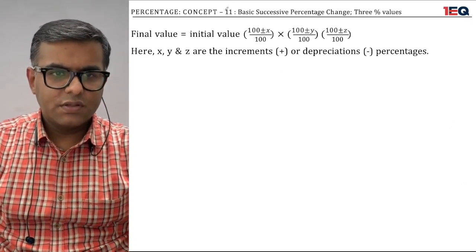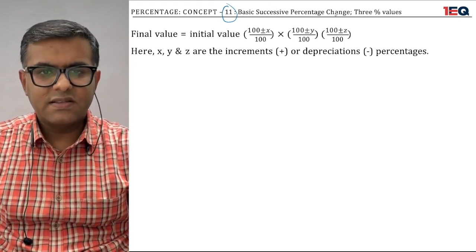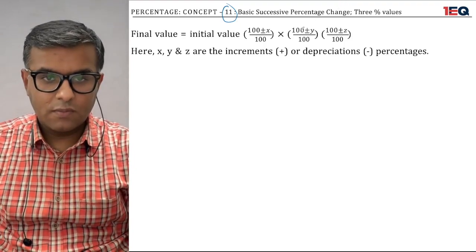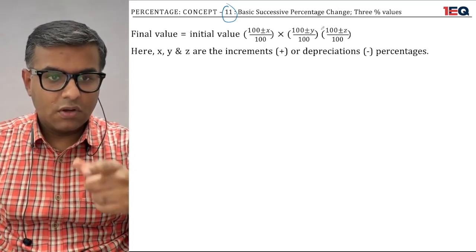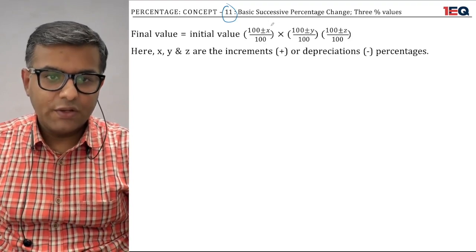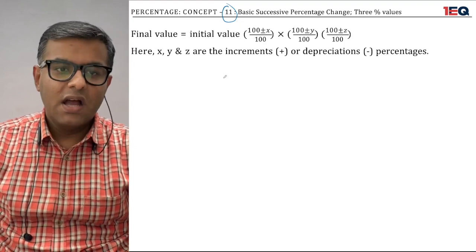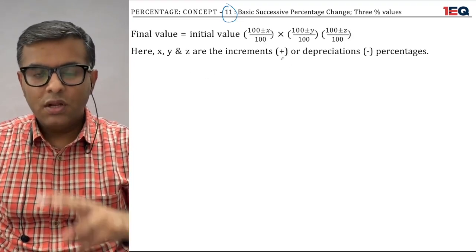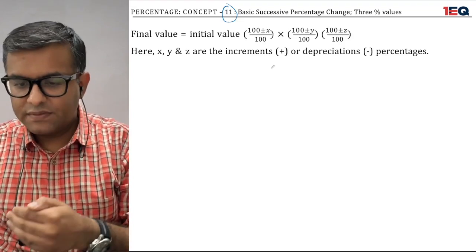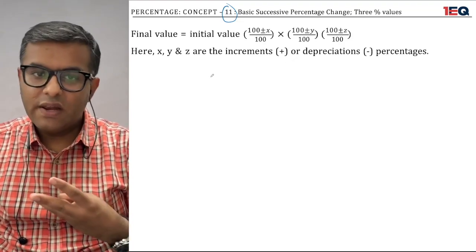Okay, now we've reached concept number 11, which is the basic successive percentage change. This time we've used concept number 10, where there were only two percentage values, maybe x and y or maybe x and x, but we were applying the operation on only two values. But now we have to upgrade ourselves. We have to move to a point where we can do it with three values together.